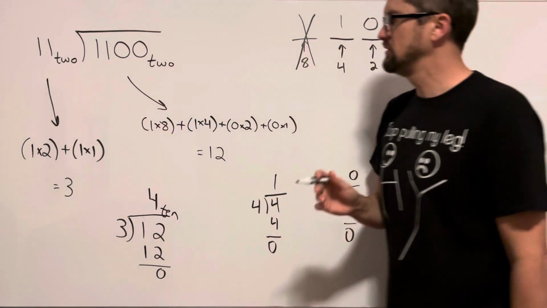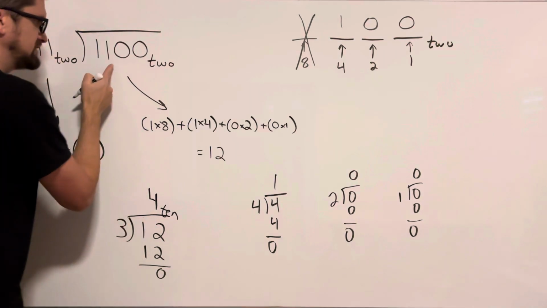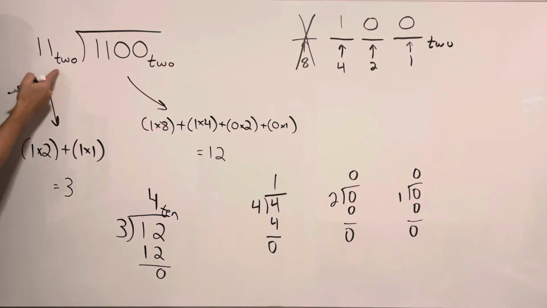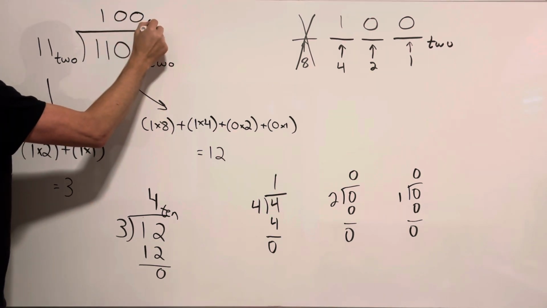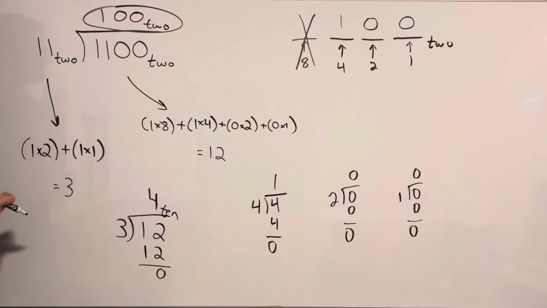So the answer here, 1100 base 2 divided by 11 base 2 is 100 base 2. There you go.